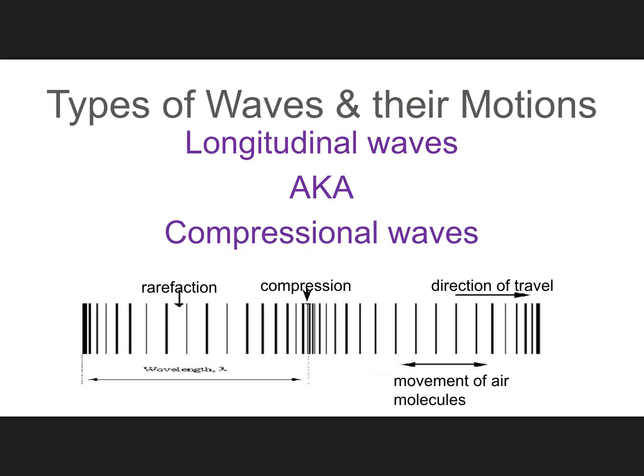So now let's talk about longitudinal waves. I feel like it's really easy to think about longitudinal waves as compressional waves because that's really what happens. They compress. So this wave is moving and there's a spread out here. When they're spread out, that's called rarefaction. When they're close together, that's called compression. And wavelength is the distance between two compressions or the distance between two rarefactions.